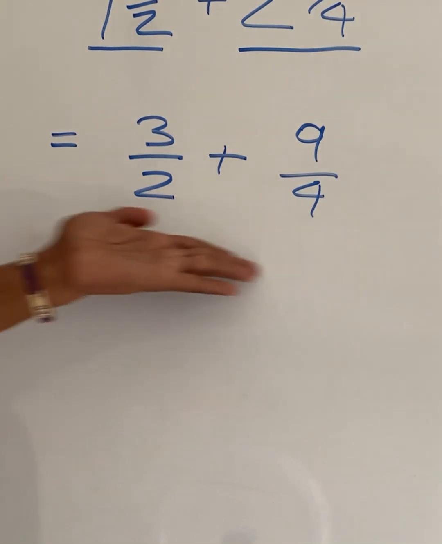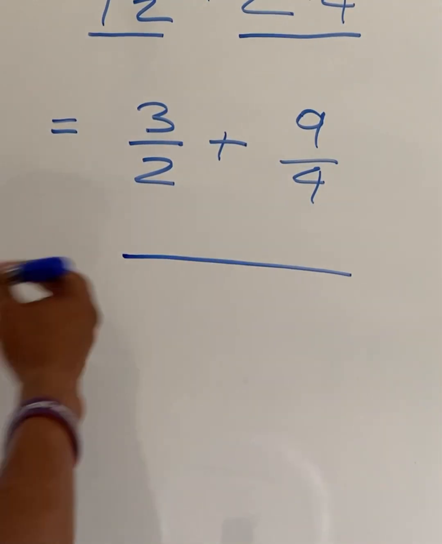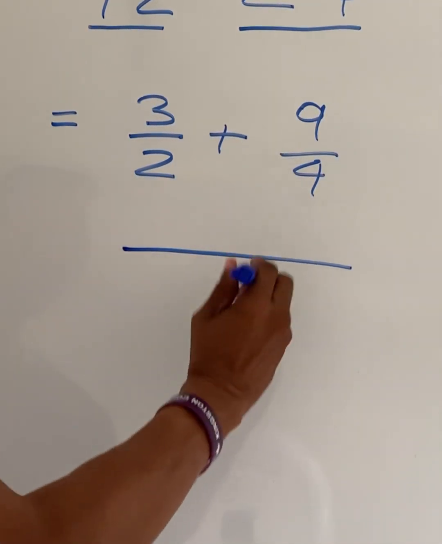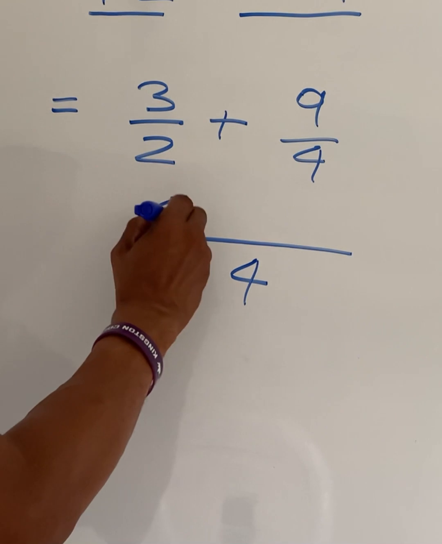Now, it's easy. Very simple to do. Our LCM for 2 and 4 is 4. 2 into 4 goes 2 times. 2 times 3 is 6.